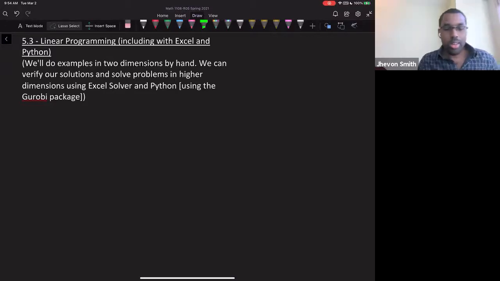Okay, so we're going to do linear programming, and we are going to do it by hand in 2 dimensions, because that way we can do the main thing that I wanted us to do, which is solve them graphically, solve them with pictures. And in higher dimensions, though, with more than 2 variables, we'll learn how to do that in Excel and Python. So yeah, let's start linear programming. This is where it's at, right? So in 5.1, 5.2, we learned all that stuff just to be able to solve these kinds of problems.